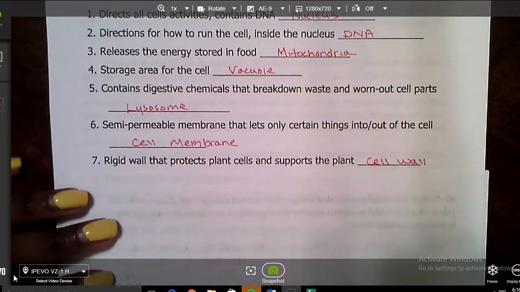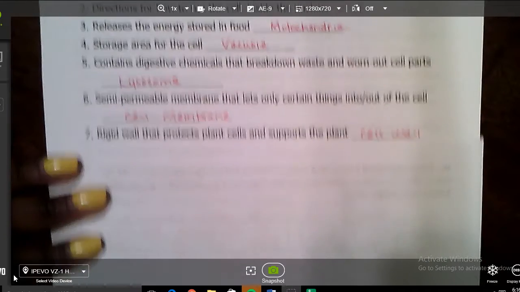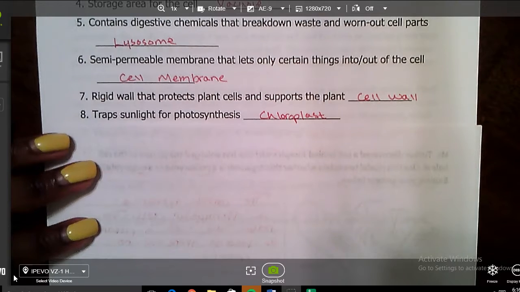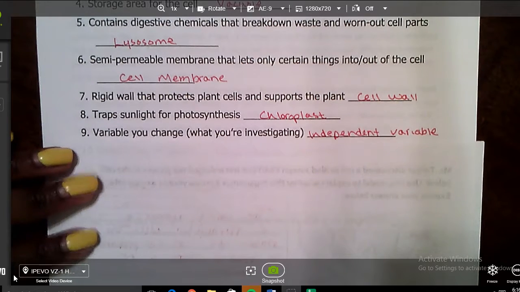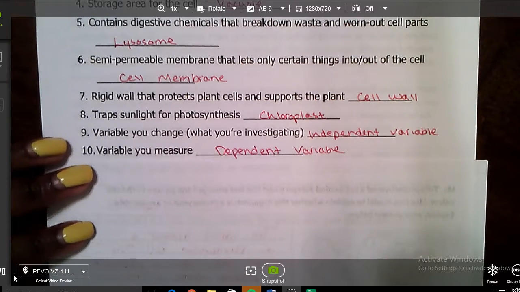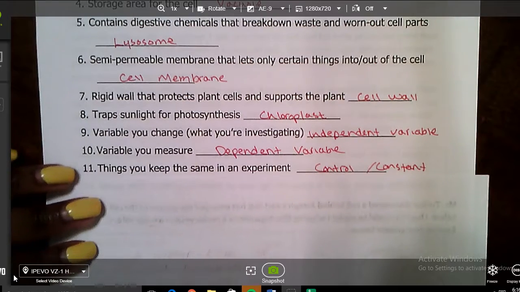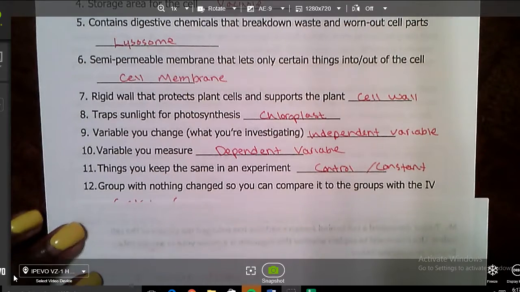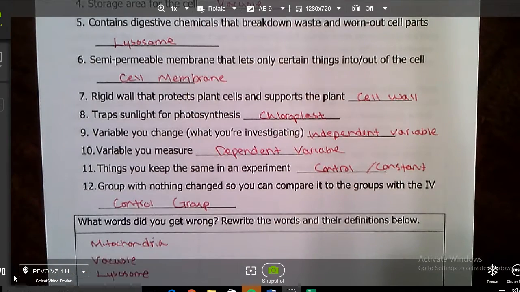Cell membrane. The rigid wall that protects plant cells and supports the plant is the cell wall. Trap sunlight for photosynthesis, the chloroplast. The variable you change is the independent variable. The variable you measure is the dependent variable. Things you keep the same are the control or the constant, either word is fine. The group with nothing changed is the control group.